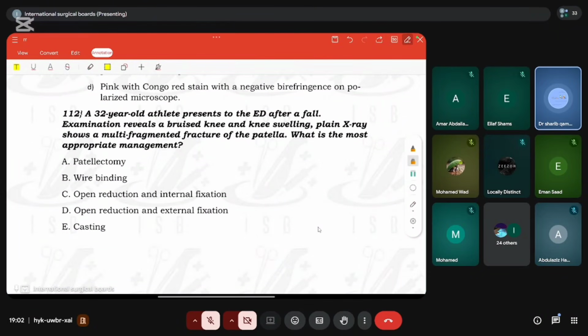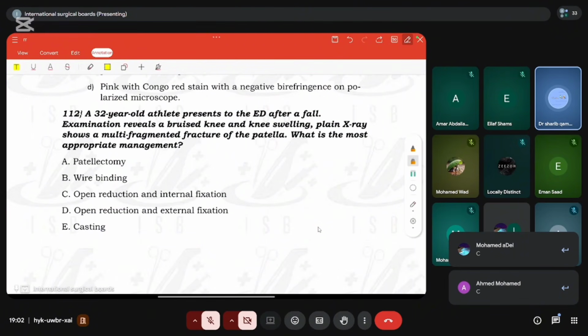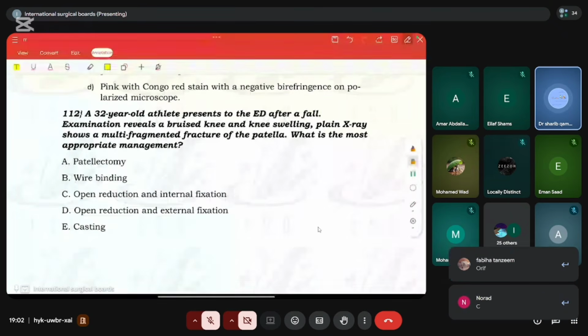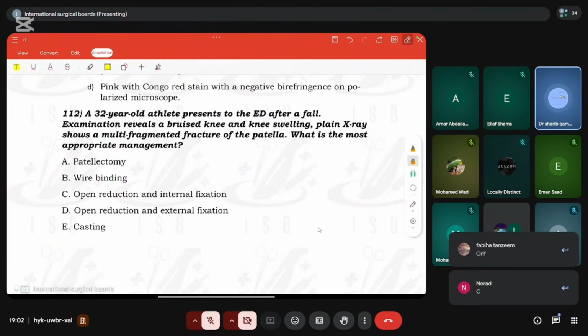Okay, a 32-year-old athlete presents to the ED after a fall. Examination revealed a bruised knee and knee swelling. X-ray showed a multi-fragmented fracture. Which of the following is most appropriate? So it's a multi-fragmented fracture, so we can go with the patellectomy. But there was one more where I read something. It showed we need to go through a cerclage mode and tie all the multiple fragments. This is what I also heard from somewhere.